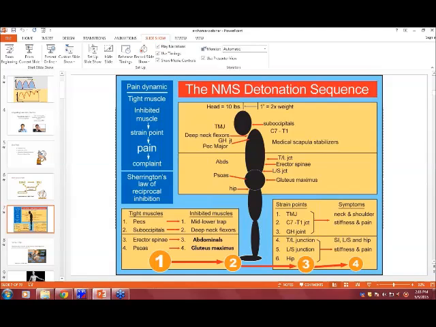This is the neuromusculoskeletal detonation sequence. I think this was put together beautifully by Dr. Janda. This depicts upper and lower cross syndrome, and if you combine them, layer syndrome. In a nutshell, on the left, there's a pain dynamic. You have a tight muscle, a hypertonic muscle. That muscle neurogenically inhibits the balancing muscle. Together between the tight and the weak, or the tight and the neurogenically inhibited muscle, you get a strain point. At that strain point, there's pain. The patient has a complaint, and that is based on Sherrington's law in the 1950s of reciprocal inhibition.